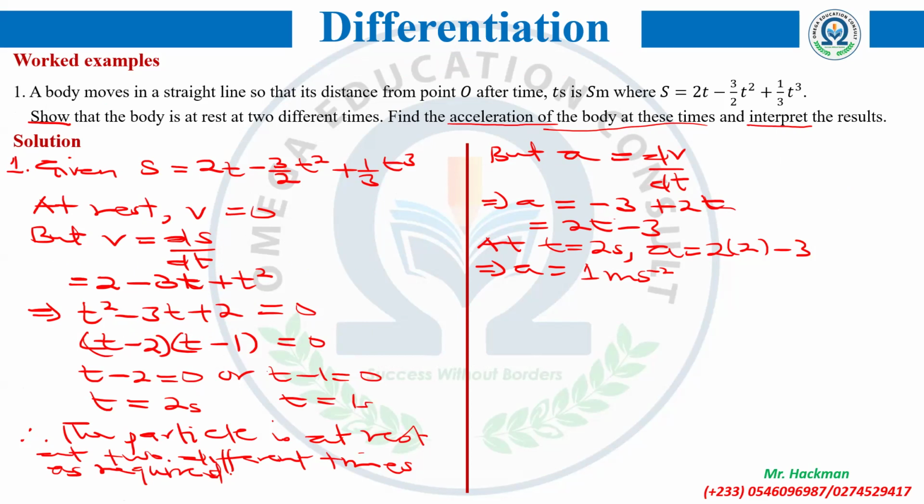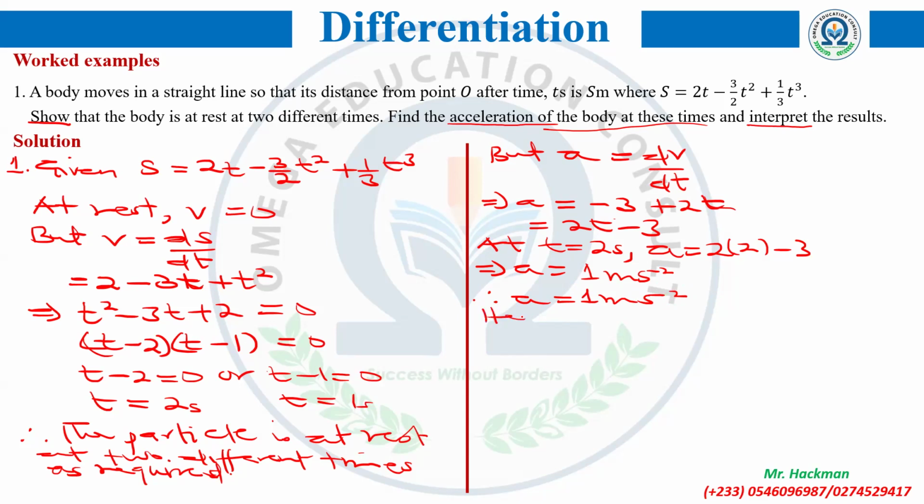In this case, I can say that, therefore, you are asked to find the acceleration at these times. So let me write: therefore, A is equal to 1 meter per second squared. I need to draw my conclusion because I was asked directly to find that. I should have drawn my conclusion here.